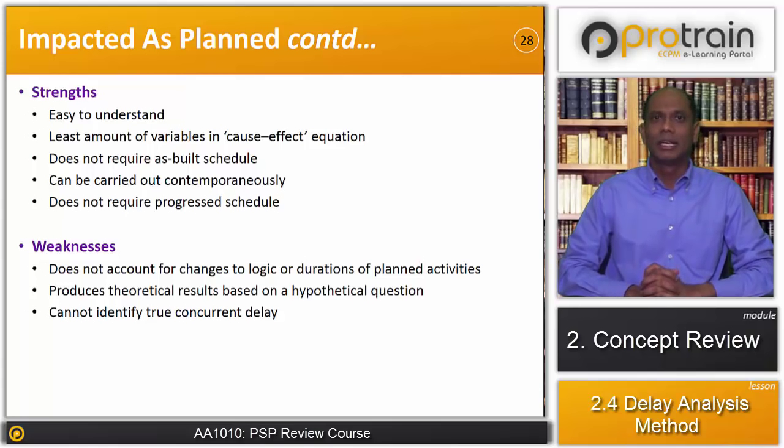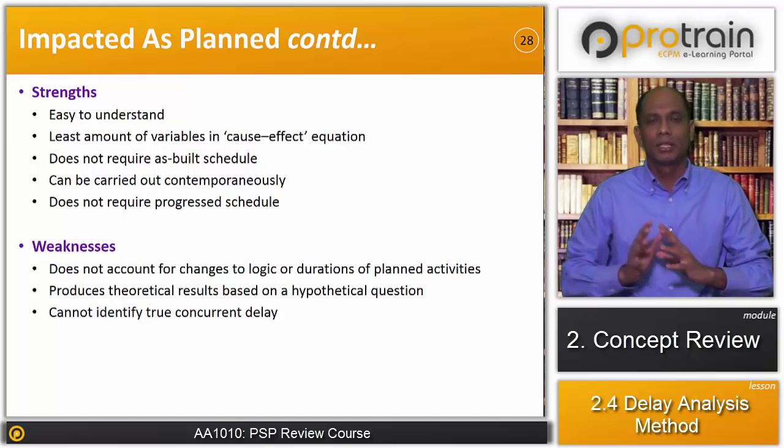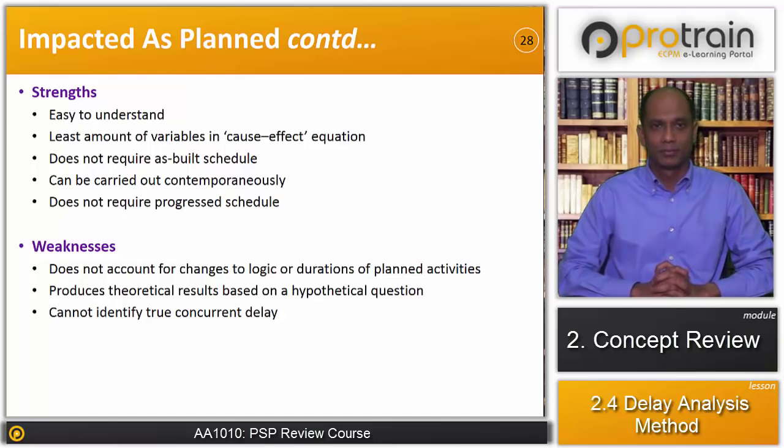Strength: needless to say, it is very easy to understand because we are taking the baseline schedule and then impacting it with delay events. Least amount of variables in the cause and effect equation. It's very simple, right? What is causing the delay and how it is getting affected is very straightforward. You inserted a delay event and you saw the impact on the baseline schedule. It does not require an as-built schedule because we are dealing with only the as planned or baseline schedule.